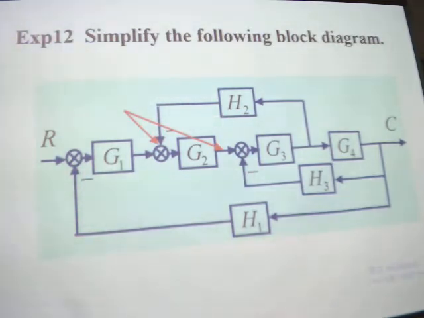If you come this side, these 2 points are together. This G2, after this G2, these 2 can use this thing. So where is the other one? Yes, this is used. G3.